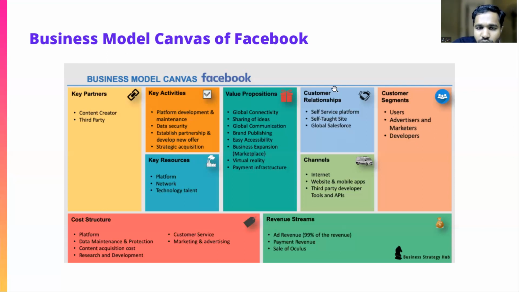And what is their value proposition? Basically, their value proposition is very simple. It is helping all of us to get connected with each other. So global connectivity, sharing our ideas, sharing our thoughts, communicating with each other.